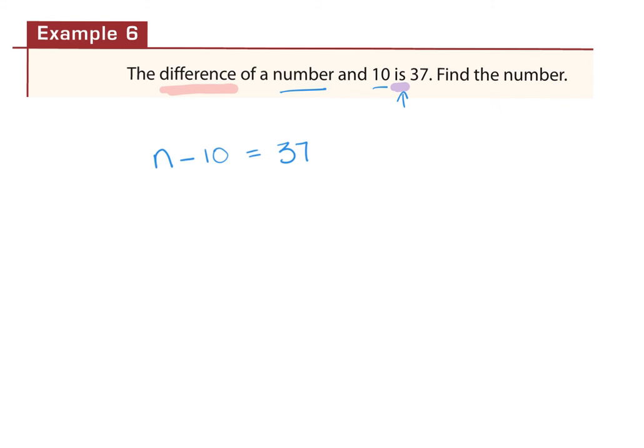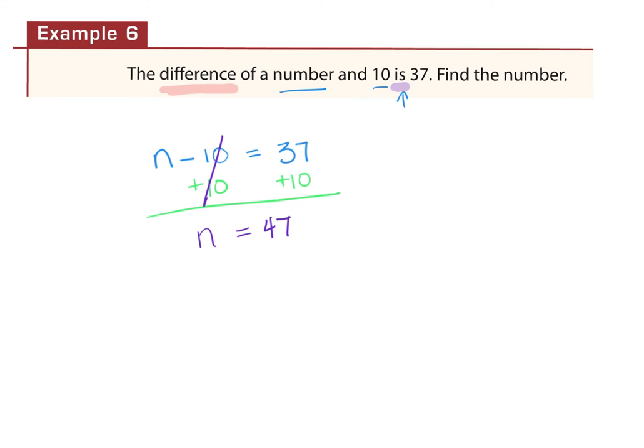Yeah, I'm just going to do my inverse operation. Add 10 here to keep it equal. I add 10 to the other side. On the left-hand side, the negative 10 and the positive 10 zero out. I'm left with just my variable. On the right-hand side, I'm going to add the 37 and the 10.